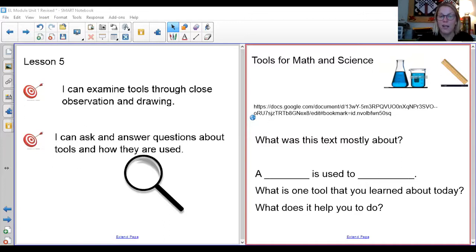A calculator is a helpful tool for math. It can help you add really big numbers, or I sometimes use it to check my work to make sure I was accurate. And then, not finally, but the next tool is a magnifying glass. This is helpful for looking at small things.